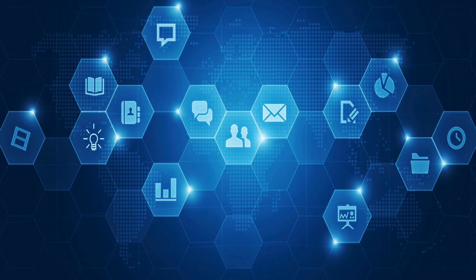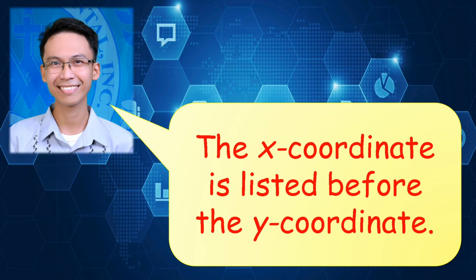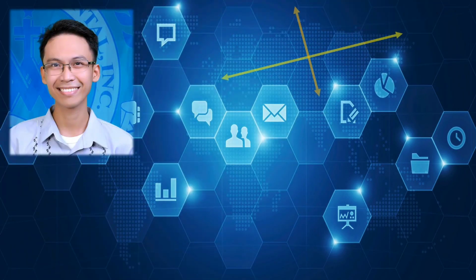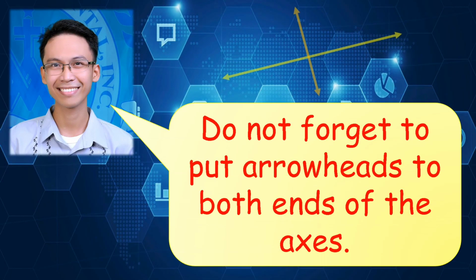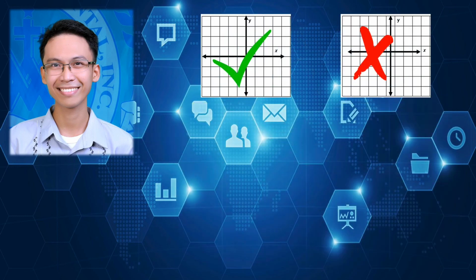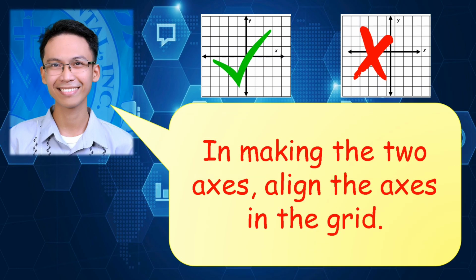Here are the things you need to remember. The x-coordinate is listed before the y-coordinate. Do not forget to put arrowheads on both ends of the axis. And lastly, in making the two axes, always align the axes in the grid.